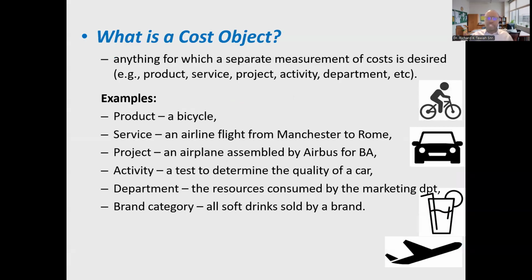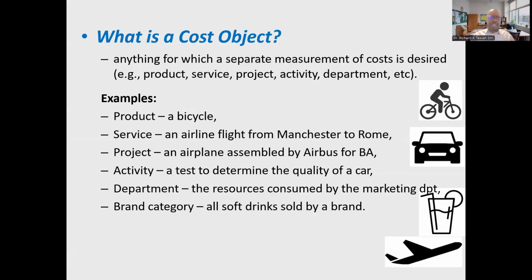What is a cost object? A cost object is anything for which a separate measurement of cost is desired. It can be a product, a service, a project, an activity, a department. Examples: a bicycle is a cost object. A service like an airline flight from Manchester to Rome. A project like an airplane assembled by Airbus for British Airways. An activity like a test to determine the quality of a car.